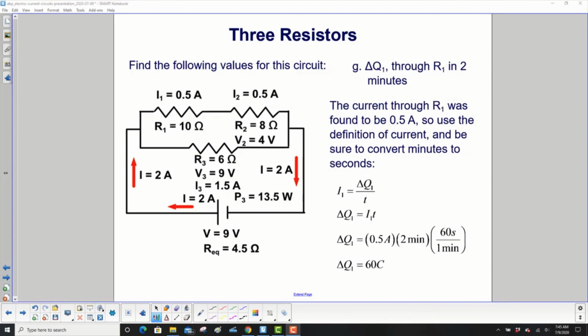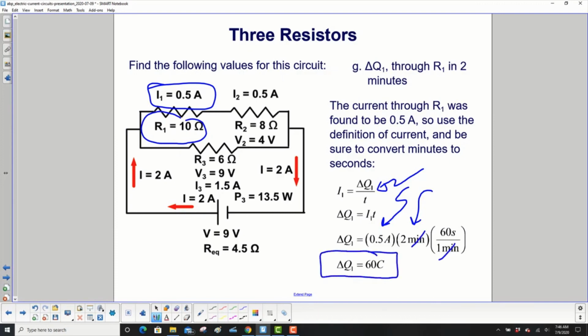Now we need how much charge goes through R1 in 2 minutes. Well, we found the current up here. So we use the definition of current, which is the amount of charge divided by time. Rearrange that so we have the amount of charge is equal to I1 times t. Here's our current. We're told 2 minutes, but don't be tricked. Don't just multiply 2 times 0.5. We need it in seconds. So we have 60 seconds per minute, a little unit conversion, and we find that 60 coulombs is the amount of charge that went through R1.